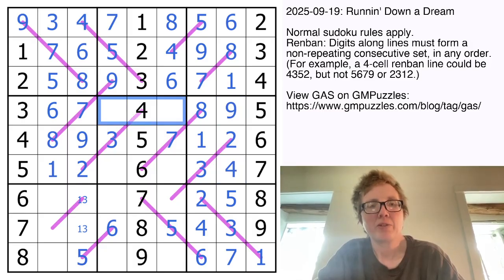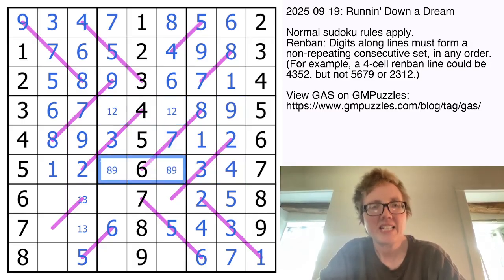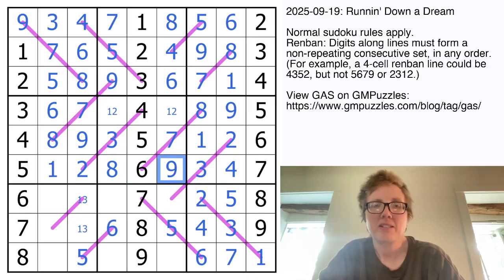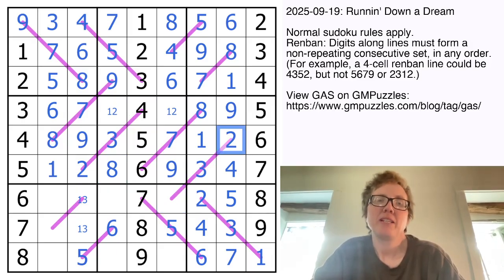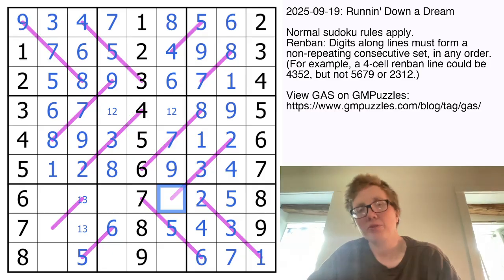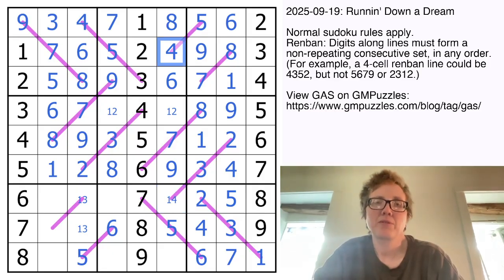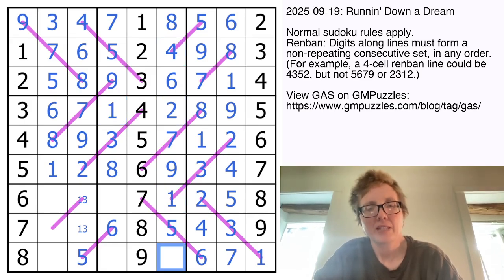Now here I need a 1 and a 2 and an 8 and a 9, so we can do that because the 9 and 8 are already in the columns. Now, because I already have a 2 and a 3 here, this must be either 1, 2, 3 or 2, 3, 4. So this is either a 1 or a 4, but there's a 4 in the column, so that's a 1, 2, and a 1.